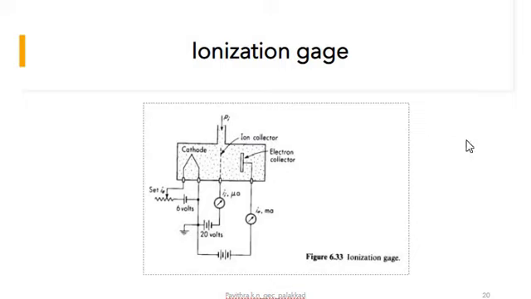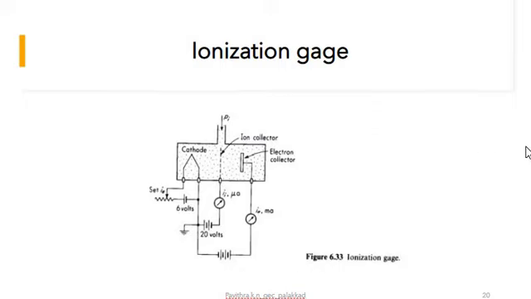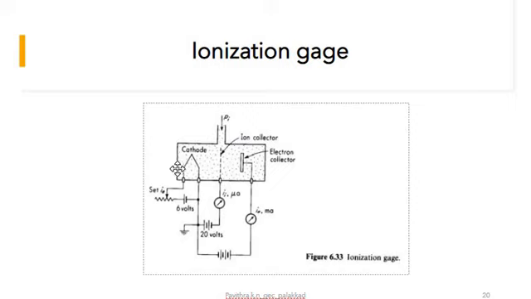So this is another method of low pressure or vacuum measurement, the ionization gauge. Here also there is an air enclosed chamber and an input pressure is given. Here a cathode is heated by passing current through it, and by varying the current we can change the temperature of this cathode. As this cathode is heated, electrons will be emitted, and the gas will be ionized. The ionized gases will fill this chamber.